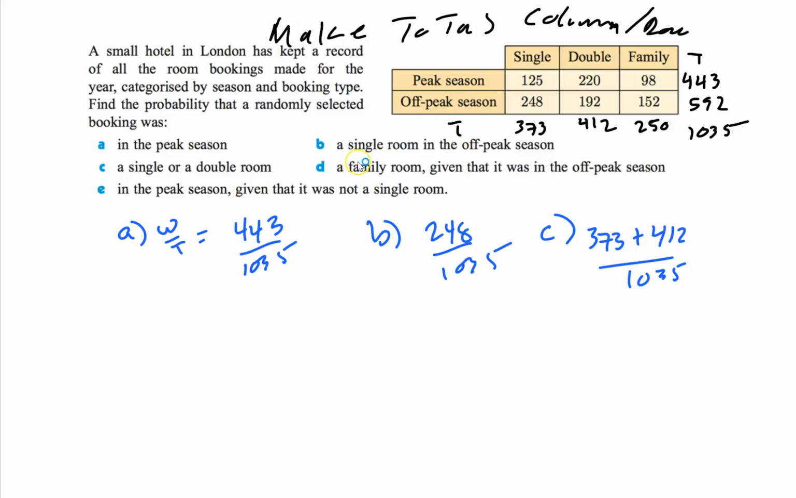Find the probability that someone rented a family room given that it was in the off-peak season. So the only thing you know is that it wasn't in peak season. So you're only looking here. It was not in peak season. So just off of that, we know the bottom is going to be 592, because that's how many total rooms were rented in off-peak season. And I'm on a family room. 152.